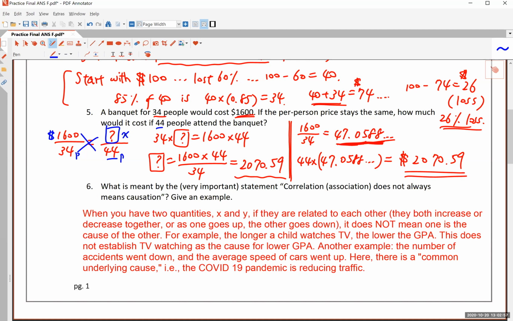Now, the formal procedural way to do this is to cross multiply: 1,600 times 44 is equal to 34 times the question mark. And therefore, the question mark, x, is 1,600 times 44 divided by 34, which is $2,070.59. All right, so that's a formal way of doing this. Formal meaning it's of the form.